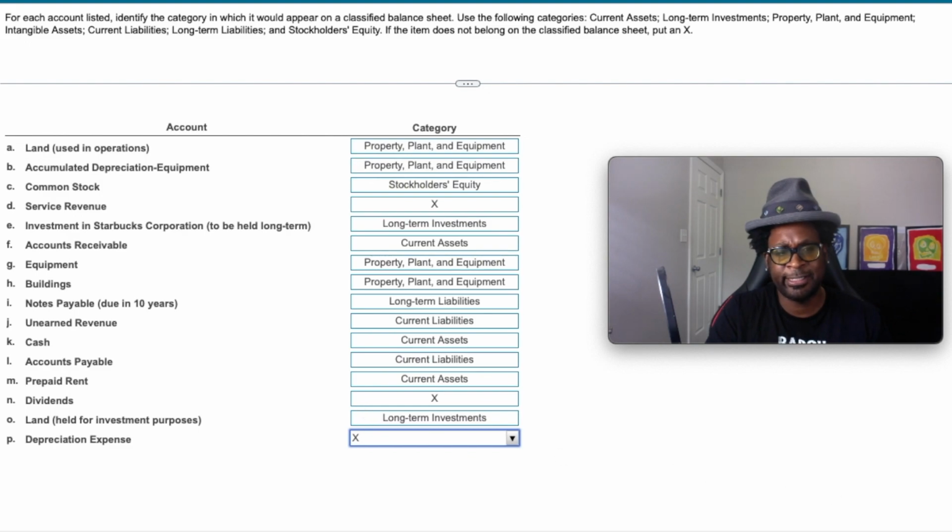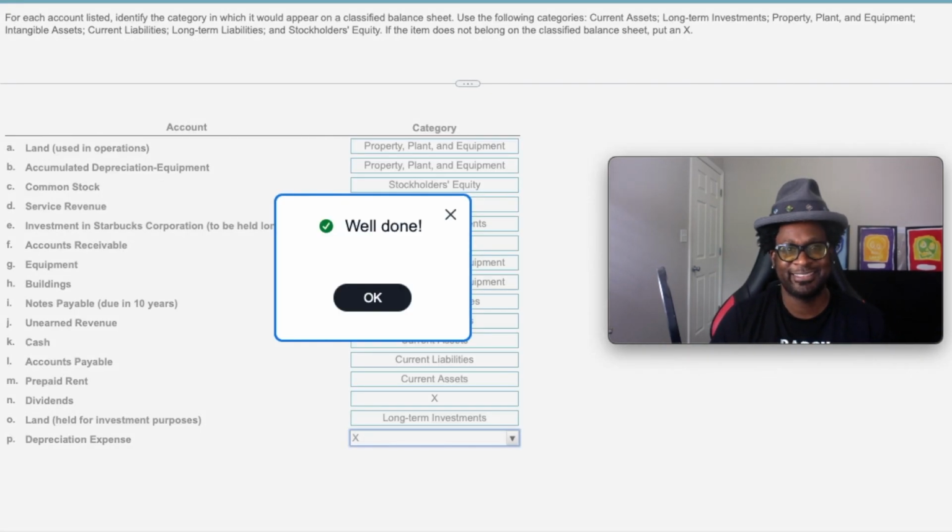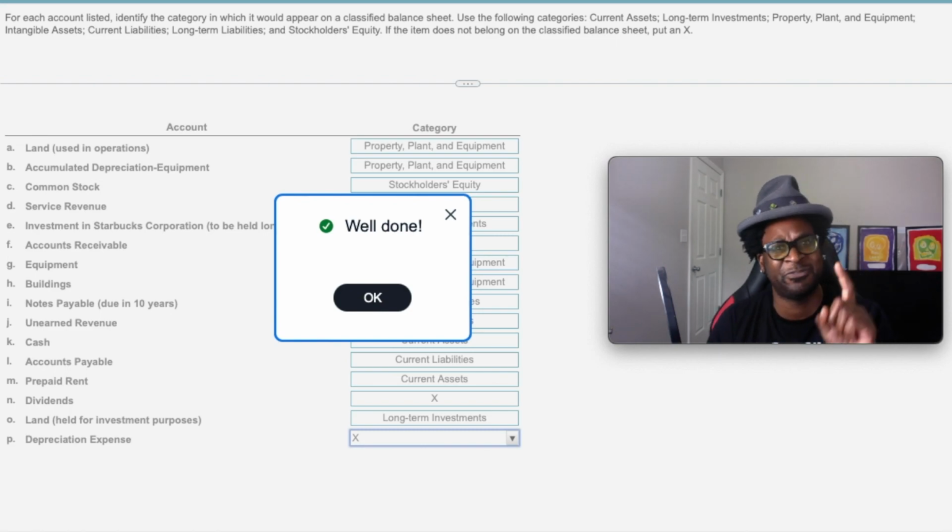We're going to check our answer. Well done, gang. So there you have it. A quick, easy illustration of how to properly classify our assets, liabilities, and stockholders' equity accounts for the classified balance sheet. We're setting the tone to get up there with the big boys and do financial reporting at its finest.